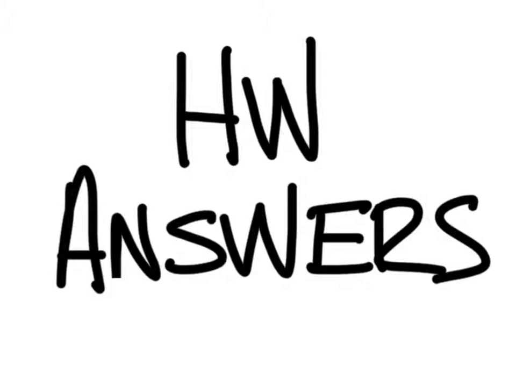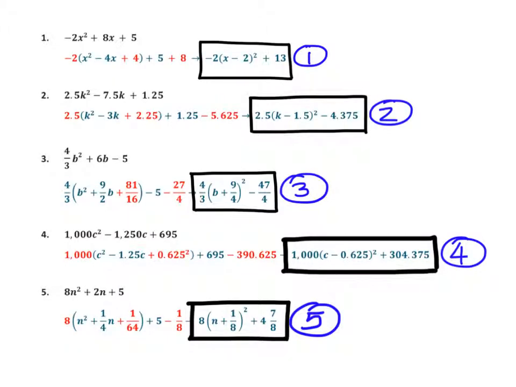These are your homework answers coming up. They are boxed on the right-hand side with the problem number beside it, so it's easy for you to see.